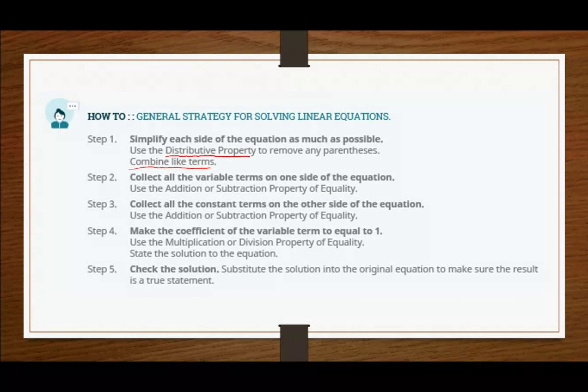Checking the solution involves replacing what we think the answer to our variable is back into the original equation and making sure that we get what we refer to as a true statement. Something like 5 is equal to 5 or -7 is equal to -7.